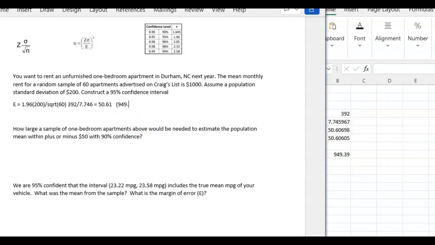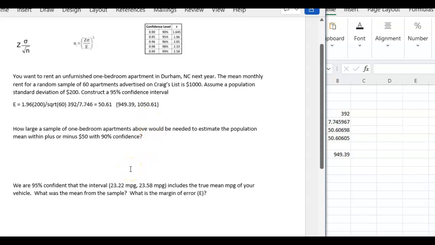So that's the lower value in my confidence interval. And my upper value is just the 1,000 plus 50.61, which gives me $1,050.61. So with 95% confidence, I can say that the mean price of the one-bedroom apartments is going to be between these two values.